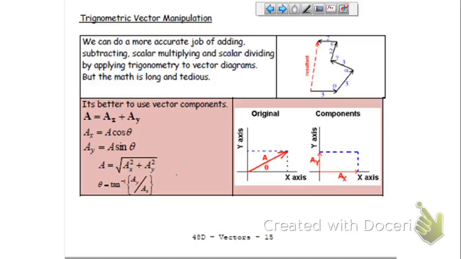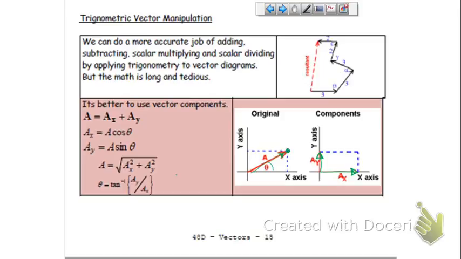So basically, for every vector that we get, we're going to practice working out its components. This is the vector of interest. And I'm going to break it up into a horizontal vector and a vertical vector to replace the original.